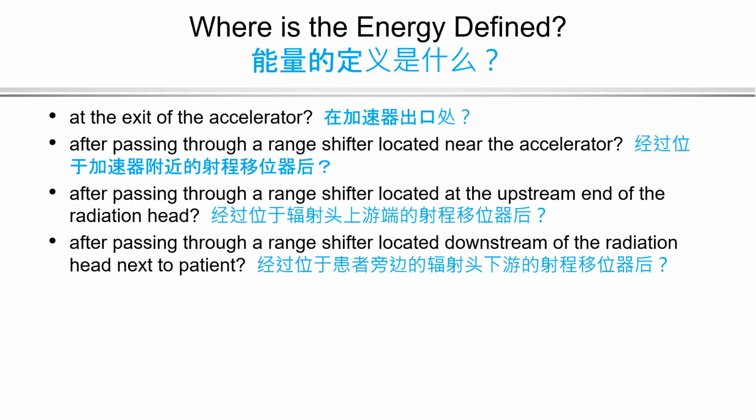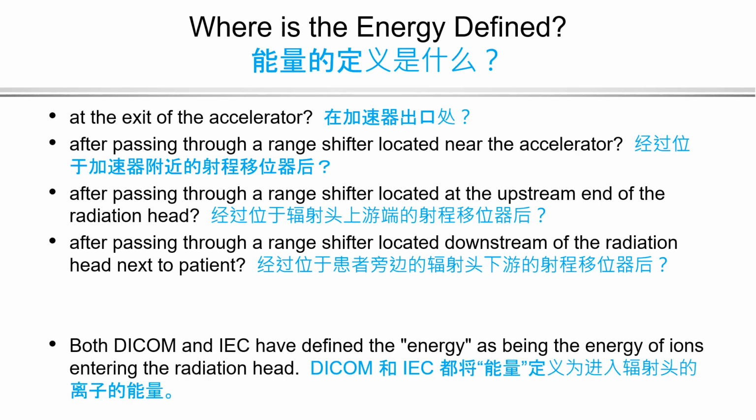A related issue concerns where the energy should be defined. Several possibilities exist, including at the exit of the accelerator, after passing through a range shifter located near the accelerator, after passing through a range shifter located at the upstream end of the radiation head, or after passing through a range shifter located downstream of the radiation head next to the patient. Both DICOM and IEC have defined the energy as being the energy of ions entering the radiation head.